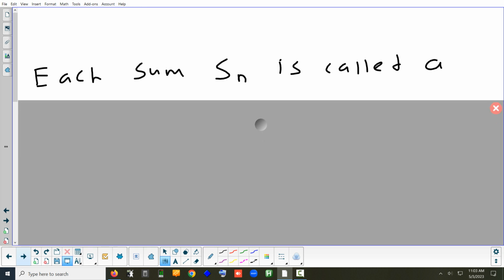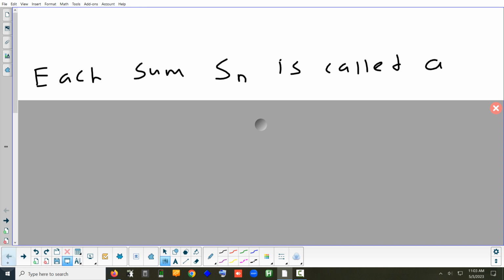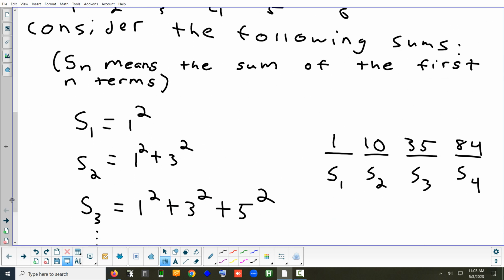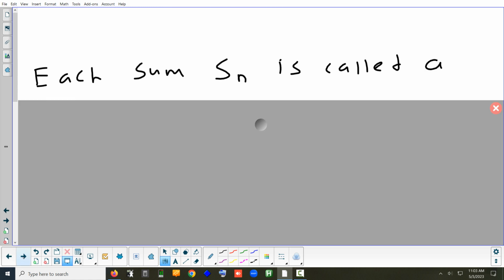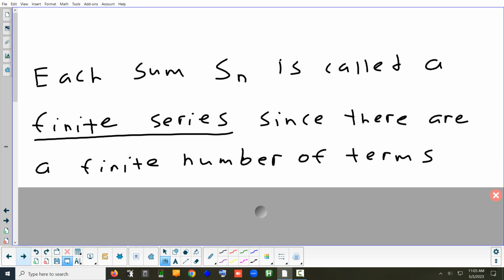So each one of these numbers, S sub 1, S sub 2, S sub 3, S sub 4, represents what we call a finite sum. It's finite because I only added up a certain amount of things to get that. That's not infinitely many things. It's only 3 things. That's only 4 things. That's only 2 things. So each one of them is called a finite series, since there are only a fixed number of things you've added up to get that number.